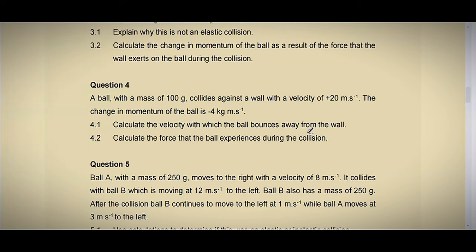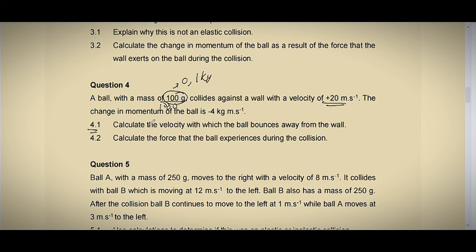Now, question 4 says a ball with a mass of 100 gram, right? So again, we can see that it is not in the desired SI unit. So you need to say 100 divided by 1000, and then it gives you 0.1 kg. Then it collides against the wall with a velocity of 20 meters per second. The change in momentum of the ball is negative 4 kg meters per second.